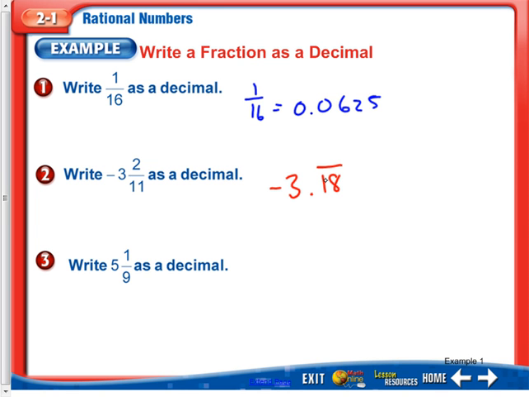What that means is the 1 and the 8 are going to repeat. You do not need to write any more numbers. Actually, it's not appropriate for you to write any more numbers other than the ones that repeat. All right? Now, write 5 and 1/9 as a decimal.